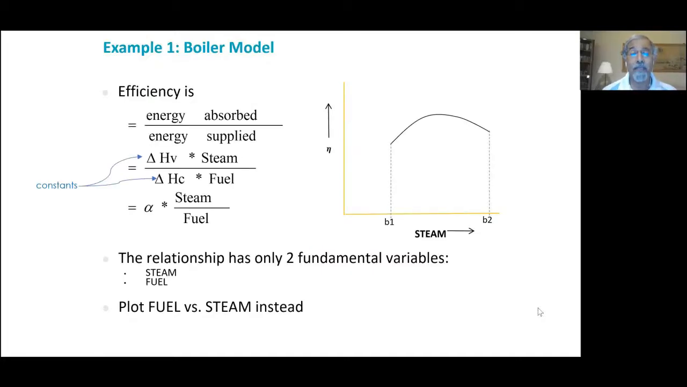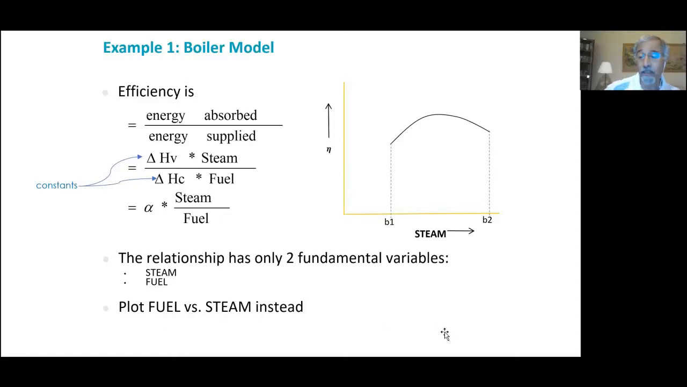Efficiency is basically energy usefully absorbed versus total energy supplied. In our context, the energy absorbed is going to be the heat of vaporization times the steam generated, and the energy supplied is going to be heat of combustion times the amount of fuel. Essentially, these two are constants, so efficiency is proportional to steam divided by fuel. There are only two fundamental variables, steam and fuel. We can drop efficiency out of our consideration and focus on fuel and steam instead.